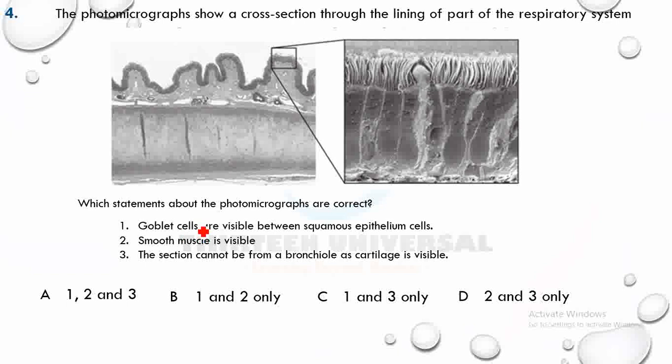Number 1 says goblet cells are visible between squamous epithelium. Now, this is not squamous, so because of that, number 1 is wrong. Then, smooth muscle is visible. This looks like smooth muscle, part of it. So this is correct. The section cannot be from a bronchiole as cartilage is visible. Yeah, this is cartilage. So it's 2 and 3.